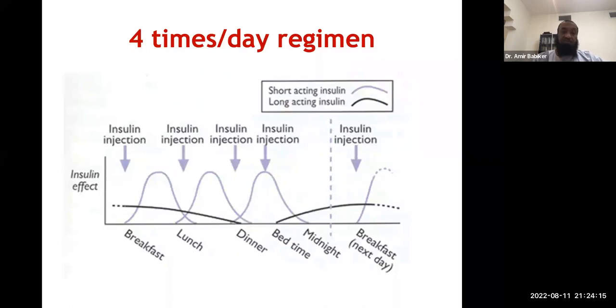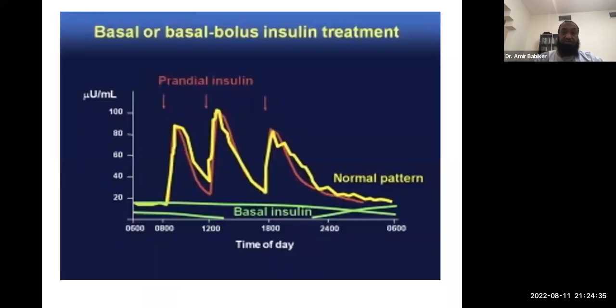Or 4 times a day, when you give a basal insulin for the whole day, and then you give 3 boluses with meals. You may add snacks to this if you wish, but the standard is 3 boluses with a basal for the whole day. And this is a multi-dose injection. This is the basal bolus regimen.